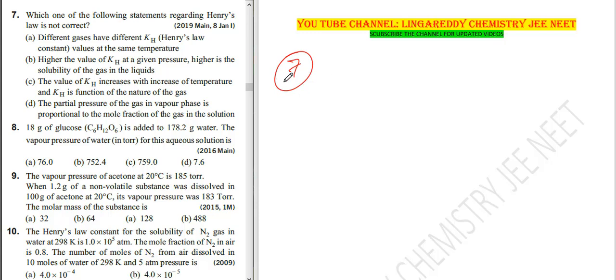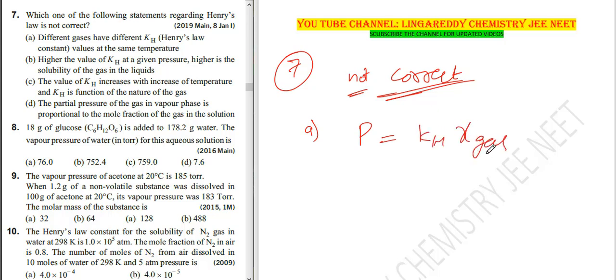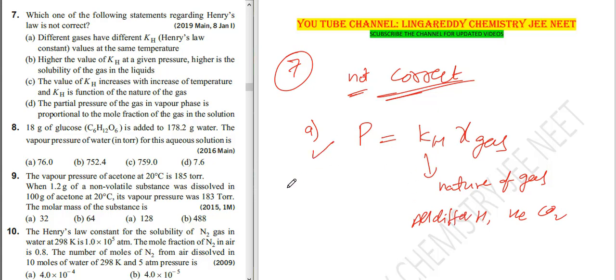Seventh question, a theoretical question. It asks which is not correct. So whenever 'not correct' is there, we have to read the question carefully. See the first option: different gases have different kH. Henry's law: P equals kH into X gas. kH depends on the nature of the gas. Hydrogen, helium, carbon dioxide all differ, all values are different. So A is correct.